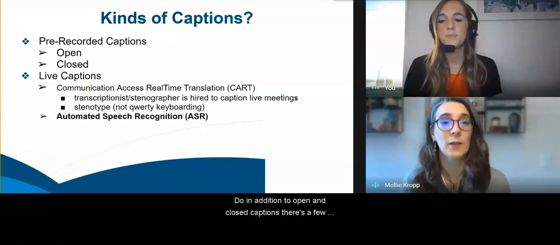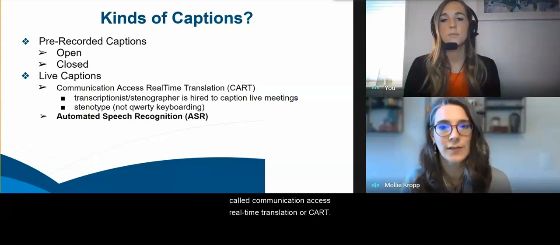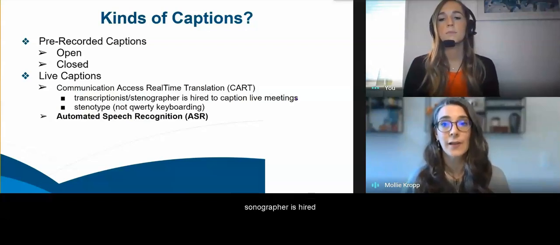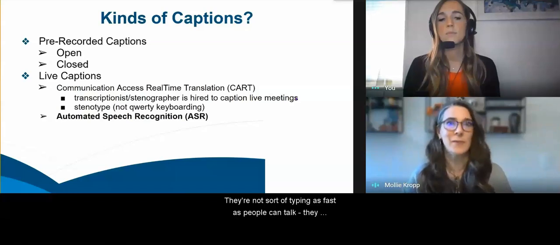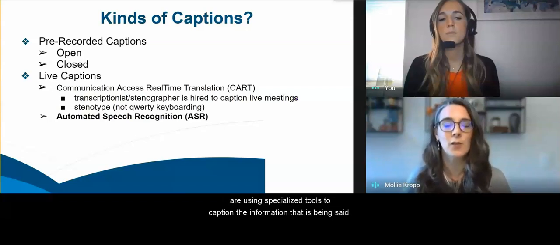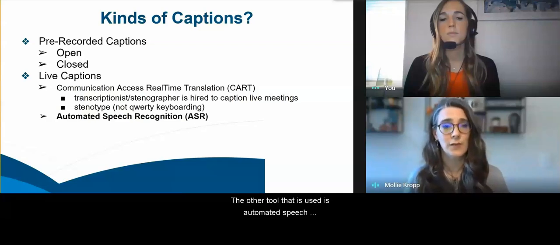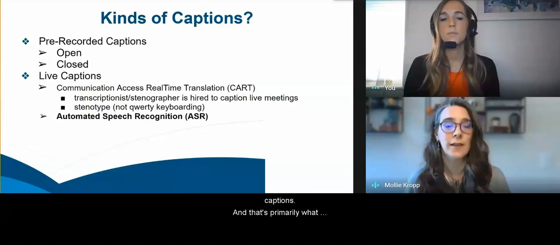So in addition to open and closed captions, there's a few different options for recording live captions. One of those is called Communication Access Real-Time Translation, or CART. And this is captioning where a transcriptionist or stenographer is hired to caption meetings. And they use a stenotype machine to do that. So they're not typing on a regular keyboard. So they're not typing as fast as people can talk. They are using specialized tools to caption the information that's being said. The other tool that is used is automated speech recognition, or ASR. And that is the computer-generated captions. And that's primarily what we're going to be talking about today.